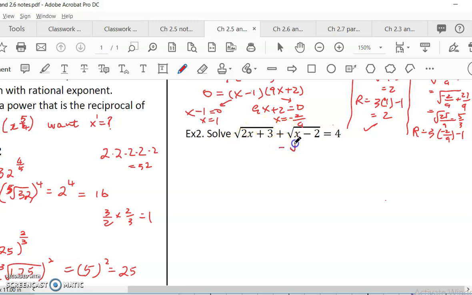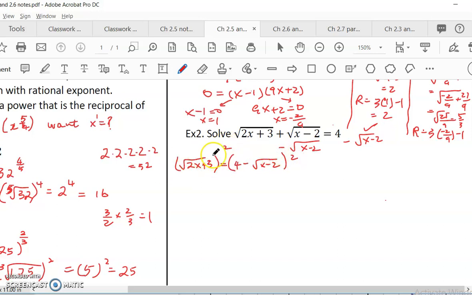So you subtract root x minus 2 on this side, and subtract root x minus 2 on this side. And so the left-hand side would only have root 2x plus 3, equal to 4 minus root x minus 2. Now we want to get rid of this radical. There's a radical on both sides, but we can do it one at a time. So I'm going to square this side and square this side.